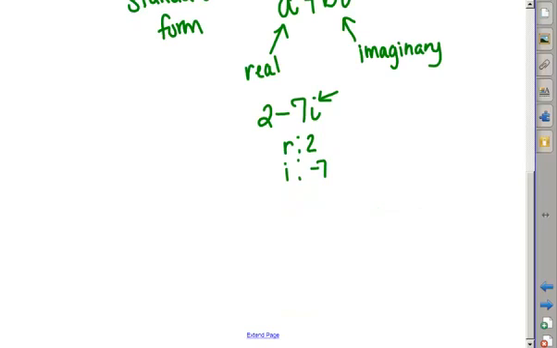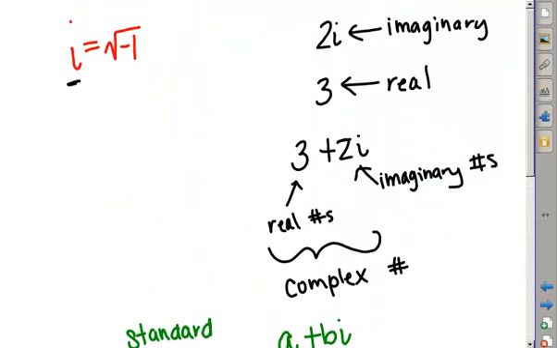Again, standard form, so if you see it like -7i plus 2, this isn't in standard form because we like to have the real part first. Okay, so just rewrite it that way. All right, so there's your overview of complex and imaginary numbers. Let's take a look at this guy.